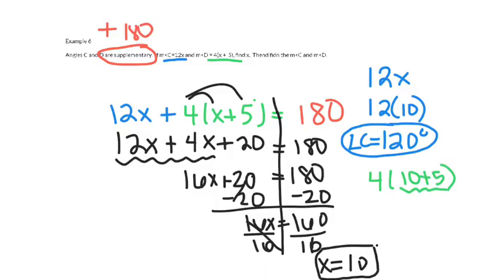If I want the measure of angle D, I can take x and plug it in, and PEMDAS, that would be fine. So I'd get 4 times 15. 4 times 15 is 60. So angle D is 60. I'm allowed to do that.